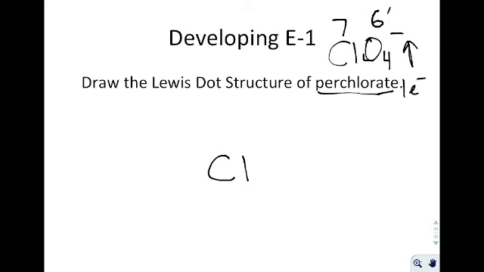There are 4 of them. So I would get a total of 24 electrons from oxygen. Added to the chlorine, that's 31. Don't forget the minus sign. I have 32 available electrons to make this molecule.